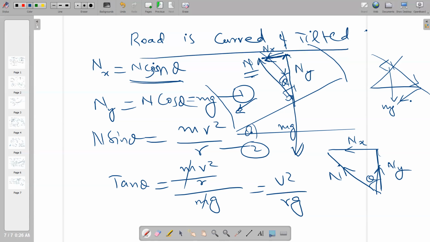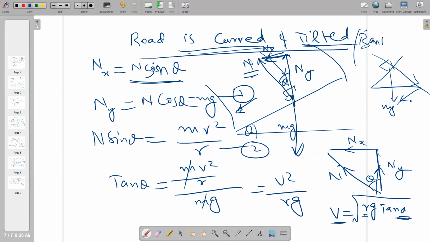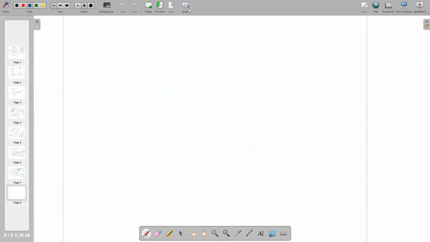So what is the value of v? v will be the square root of rg tan theta. Here you can see the value of v depends on the radius of curvature and the banked angle. This is called the banked angle or tilted angle. So the road is curved and banked or tilted, same word. This is the third case. The last case is this one.